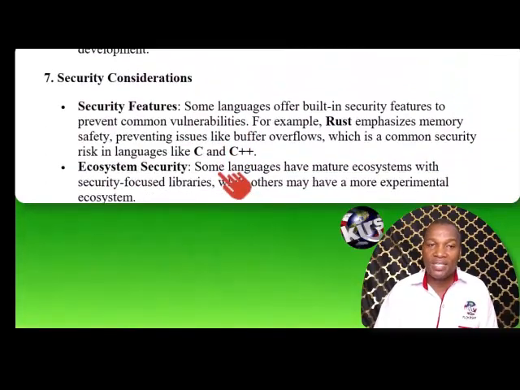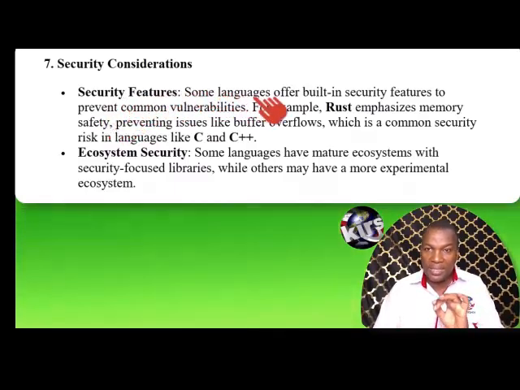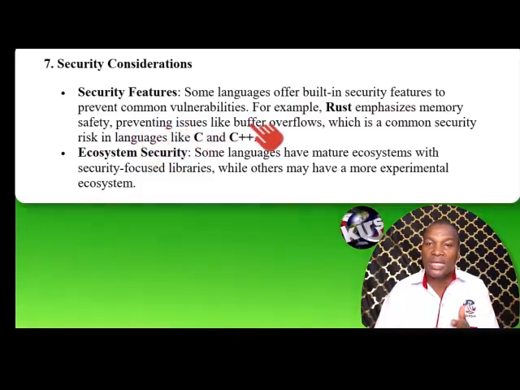Then factor number 7 is security considerations. Security features. Some languages offer built-in security features to prevent common vulnerabilities. For example, Rust emphasizes memory safety, preventing issues like buffer overflows, which is a common security risk in languages like C and C++. Then we have ecosystem security. Some languages have mature ecosystems with security-focused libraries, while others may have a more experimental ecosystem.